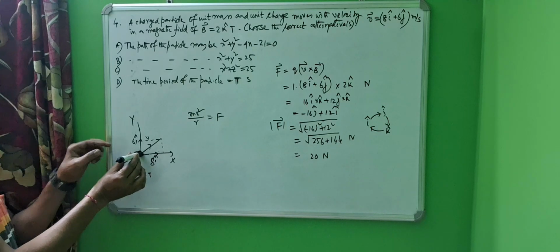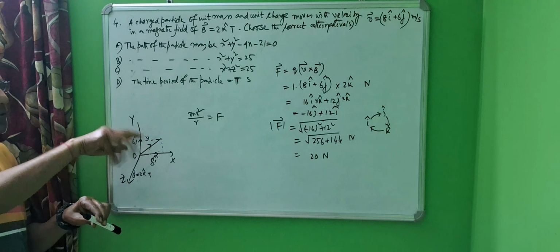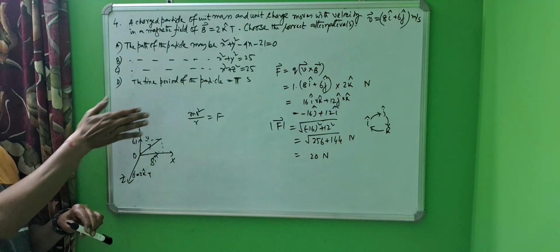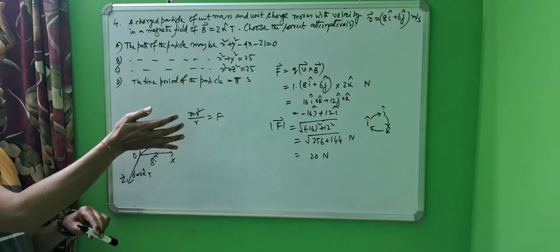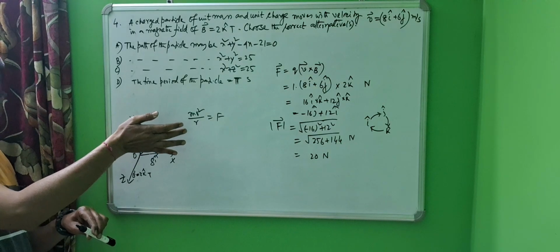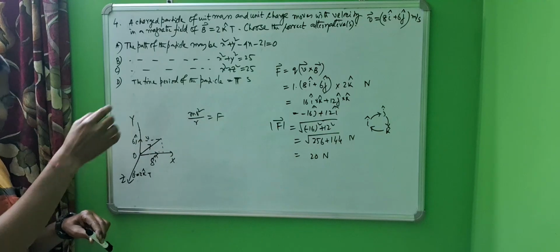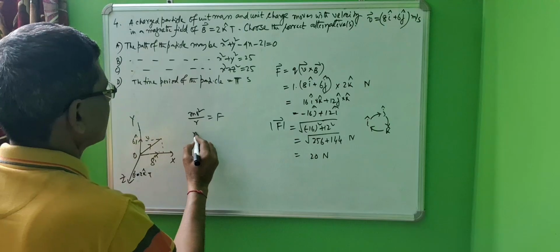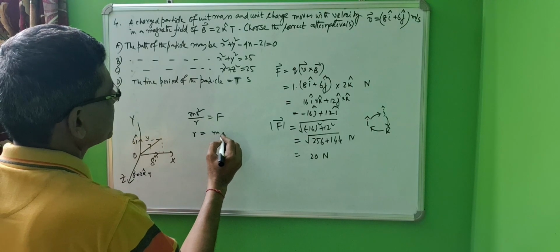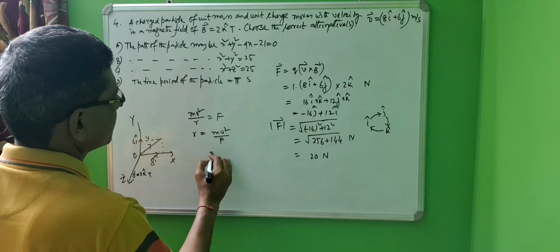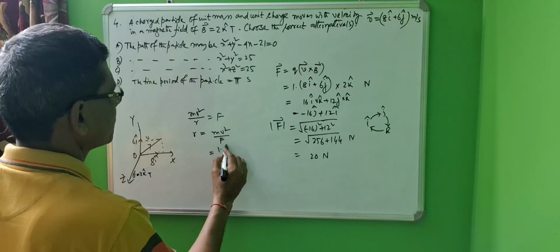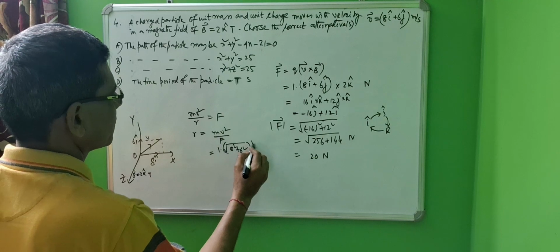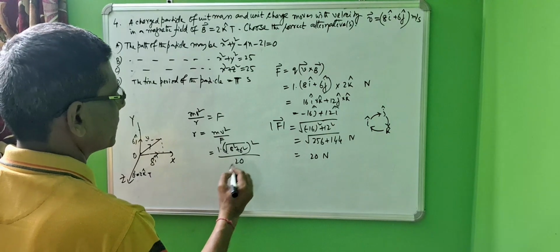So v cross b. Applying the screw rule, we get the direction of the force along the xy plane. So here we get r equals to mv square upon F. M is 1 given, v equals to root over 8 square plus 6 square, whole square, this divided by F equals to 20.